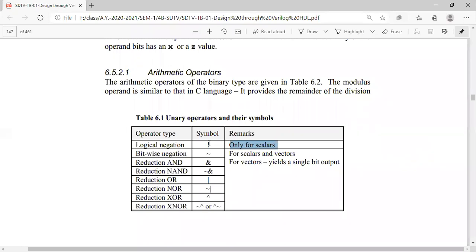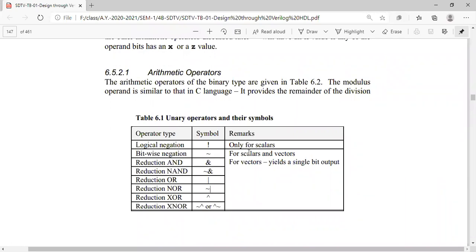If you have a vector, if A is a vector for you, and you want the negation for it, we use this symbol for bitwise negation. That means if you have more bits, it's not a problem, and it will give the output by negating each bit. So this can be used for both scalars and vectors. Generally we will use only this one. Why? Because it works for both.